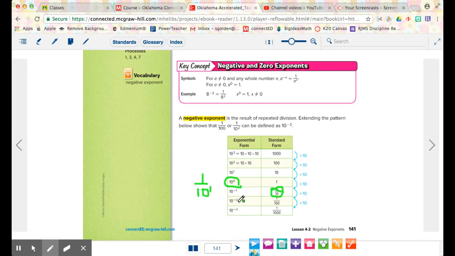Anyways, next one. 10 to the negative second power would be 1 over 10 to the second power. And 10 to the second power means 10 times 10, so that would equal 1 over 100. And then they show 10 to the negative third, and this could go on and on. 10 to the negative third would be 1 over 10 to the third power, which equals 1 over 1,000. Because negative exponents means it's getting smaller.